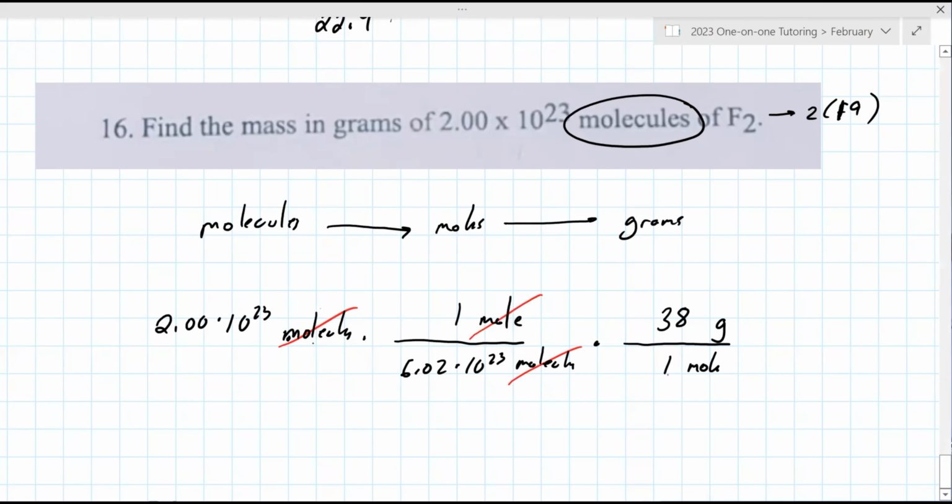Molecules cancel, moles cancel moles, so grams is what's remaining. Go ahead and give that calculation a try. Let me know what you come up with.